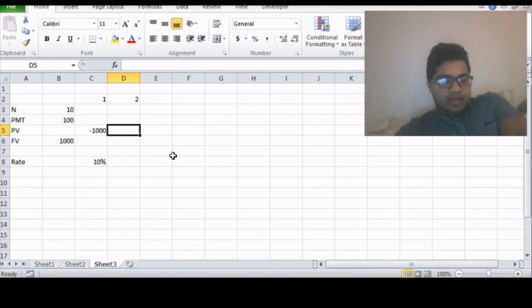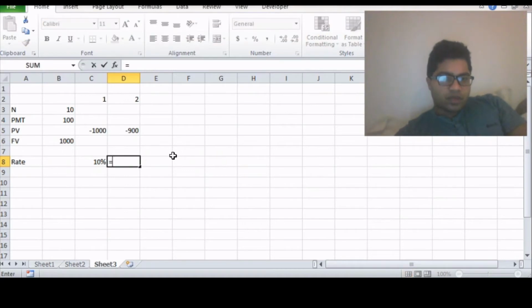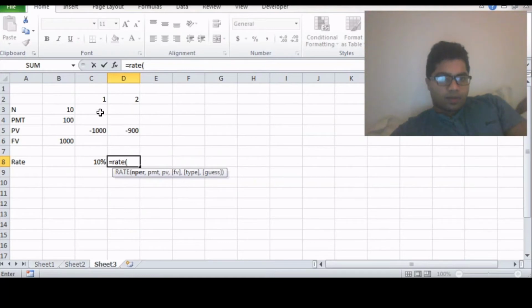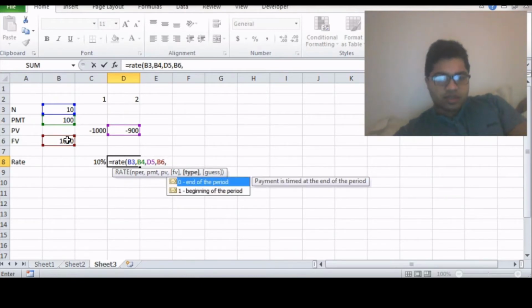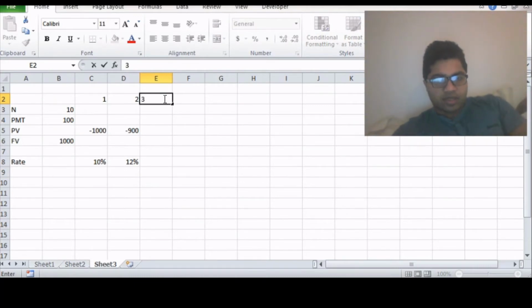In the second case, if you purchase the bond at 90, so if you scale it in terms of 1,000, it will be 900. Yield would be: N per 10, PMT 100, PV 900, and FV 1,000. Type is 0, so 12%.